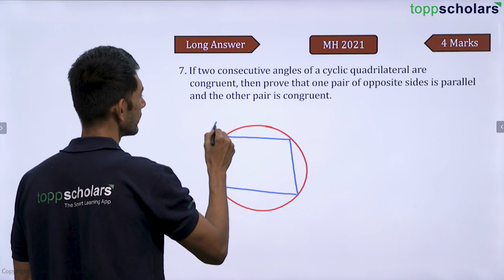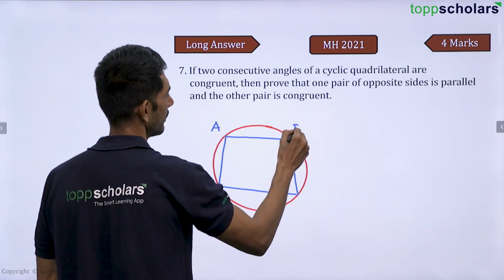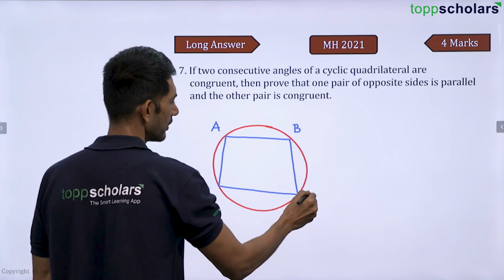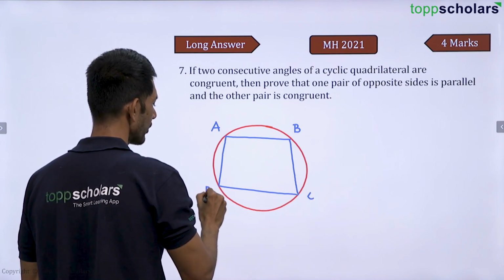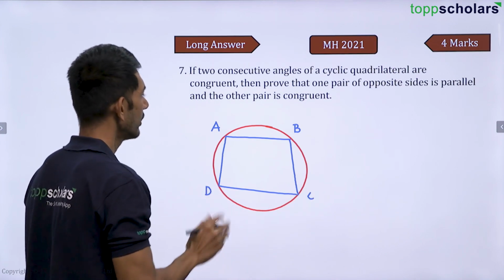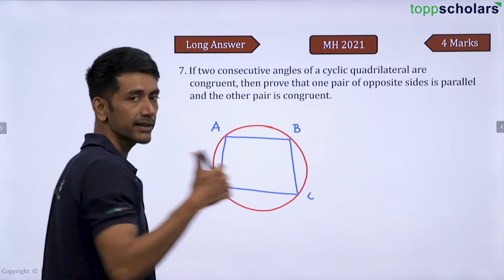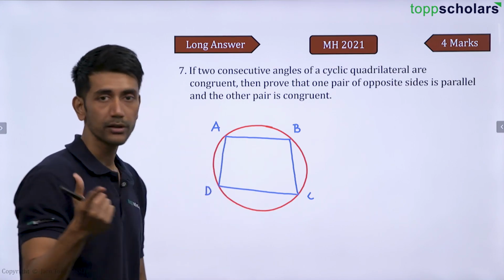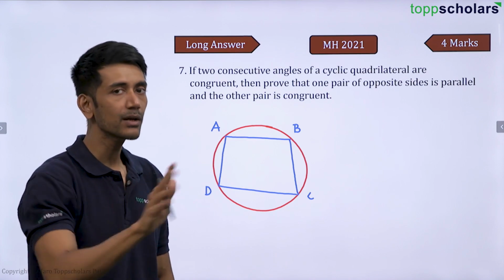Something like this. We'll use the namings later from there, but I'm telling you the meaning of this. So what they're saying is, what are the opposite angles here? A and C are opposite, B and D are opposite. Opposite are equal is not given here.